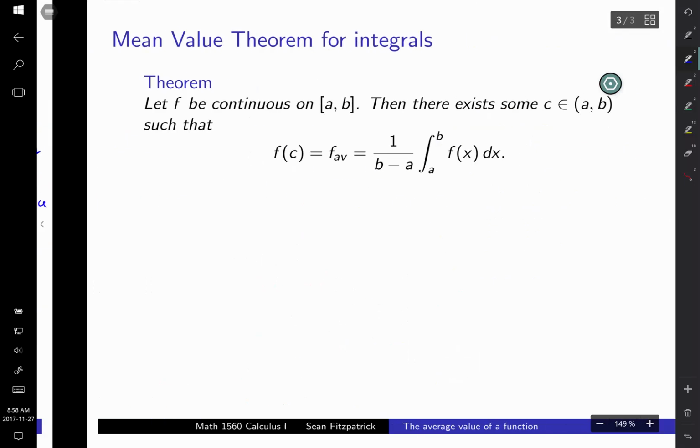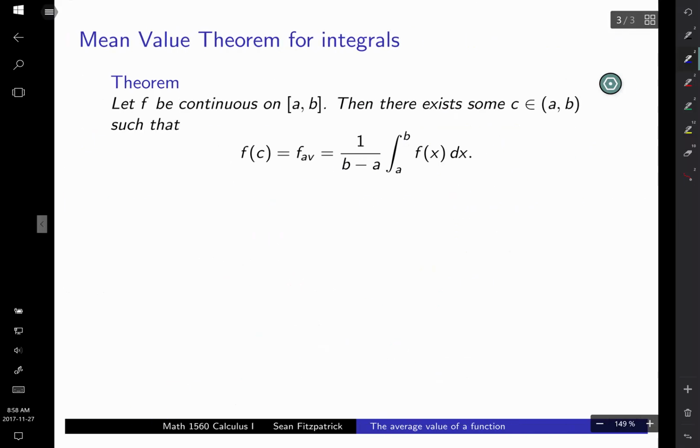Now, once you've defined average value, there's a theorem that comes along with this, the mean value theorem. The mean value theorem says that if you're dealing with a continuous function, then there always has to be somewhere on an interval where your function is equal to its average over that interval. And again, this is probably best understood in terms of, say, distance and velocity, right?